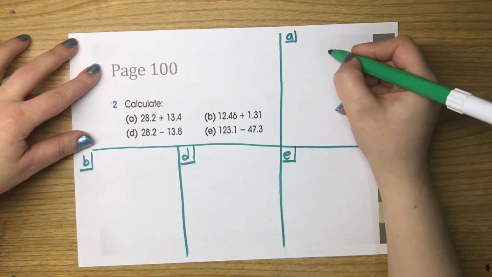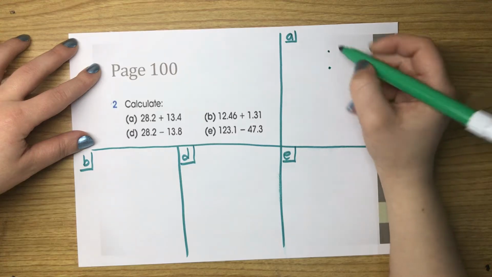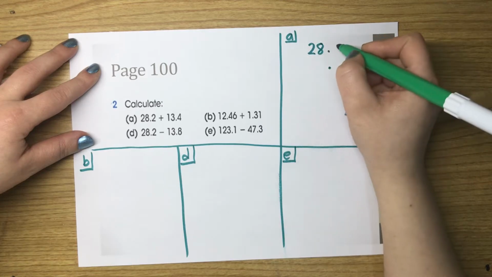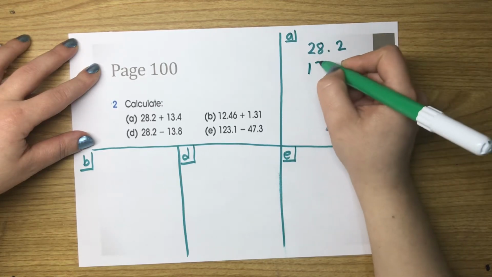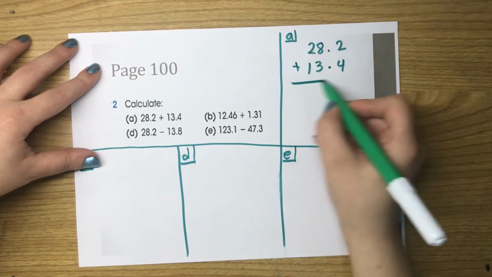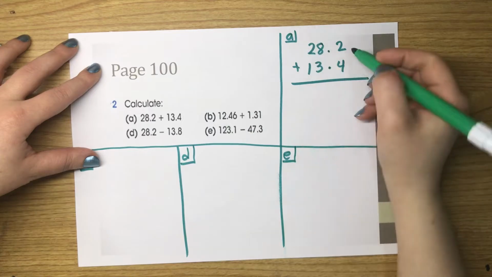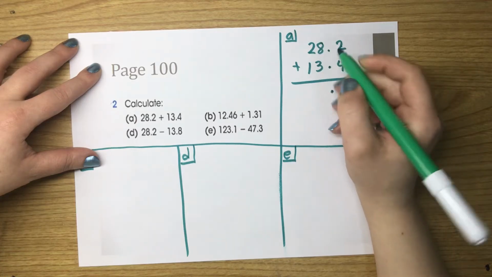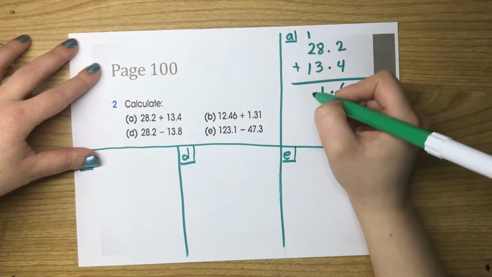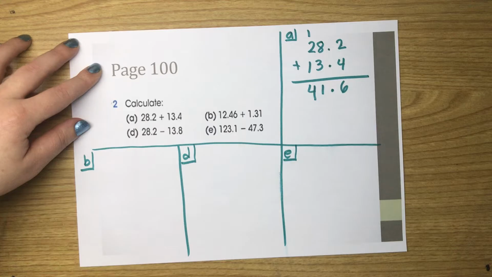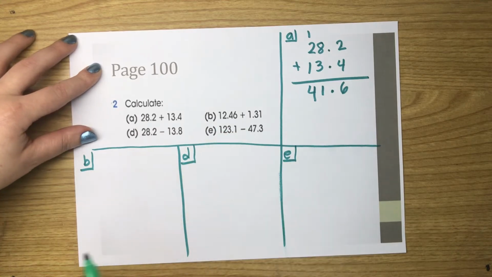Always put the points first. Now put the numbers in the right places. 28.2 plus 13.4. We have to add. 2 plus 4 equals 6. Put the point down. 8 plus 3 equals 11. 4. The answer is 41.6.